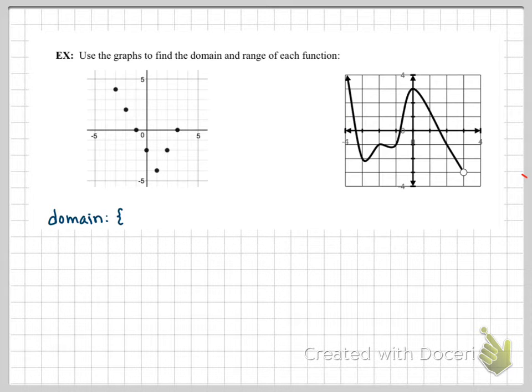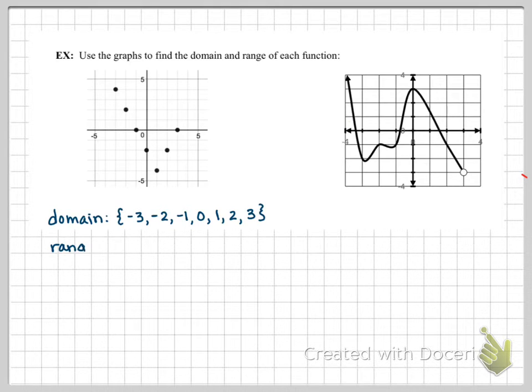Again, it's discrete, so we're going to use the curly brackets. Starting on the left, I have an x value of -3, an x value of -2, -1, 0, 1, 2, and 3. And again, remember, we can't say that's everything from -3 to 3 because we're not including the in-betweens, the decimals and the fractions.